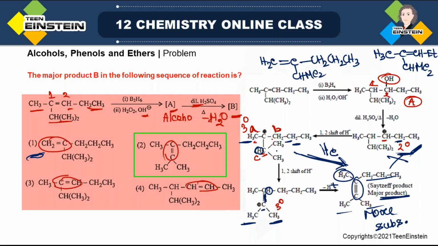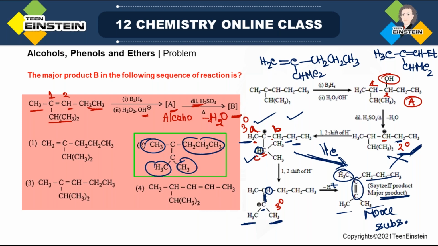And once you have obtained this 3-degree carbocation, there are 3 possibilities. So when you are removing A and B type of hydrogen, you are getting option 1 and option 3. And when you are removing C hydrogen, you are getting the major product, because now you have the maximum substituted double bond. So why is it maximum substituted? Because if you compare with the other options, see in option 2, total 4 substituted.